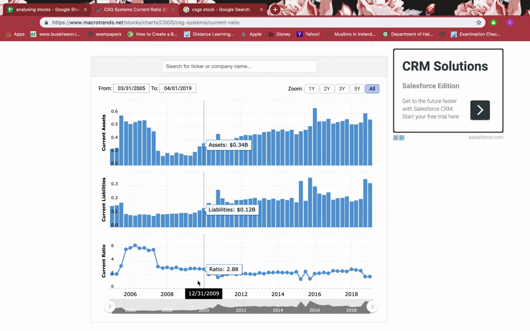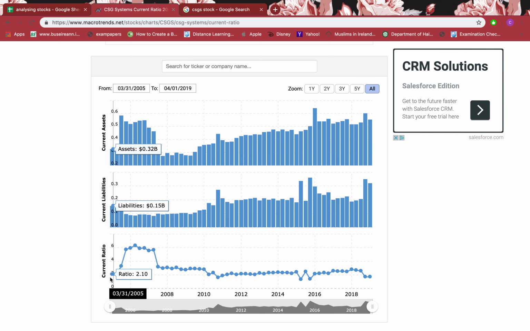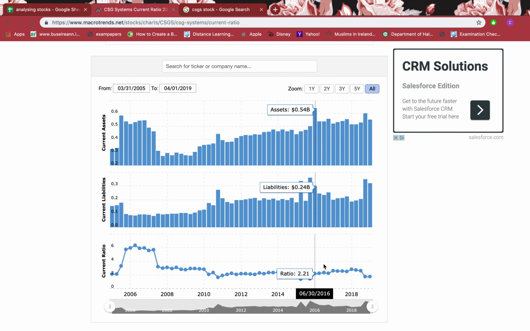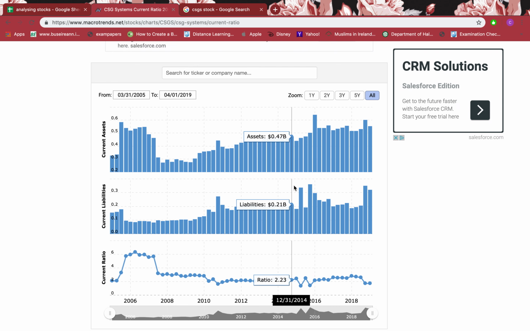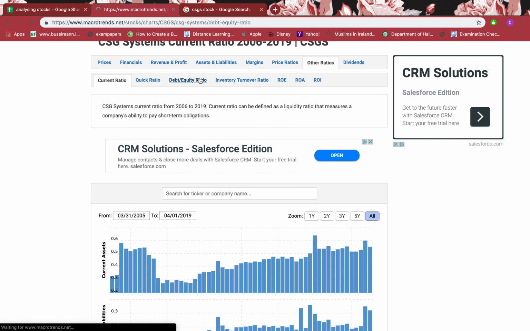And throughout it has been above 1.5, so it means the consistency is very good. It has never been below 1.5, so it has a very good margin of safety, which is ideal.